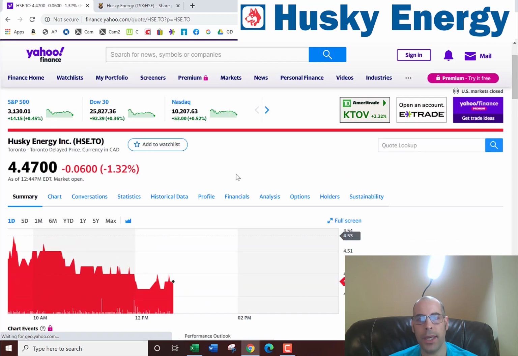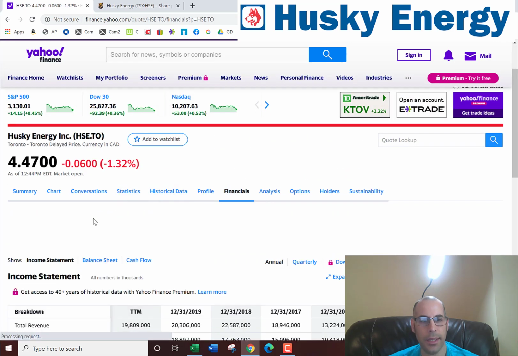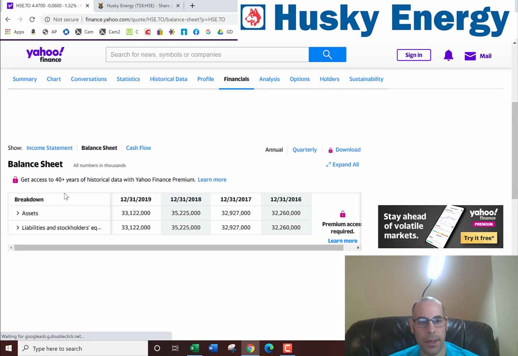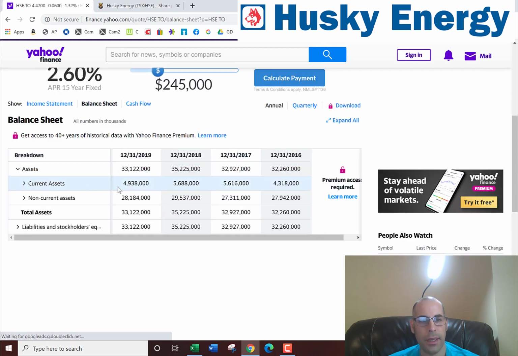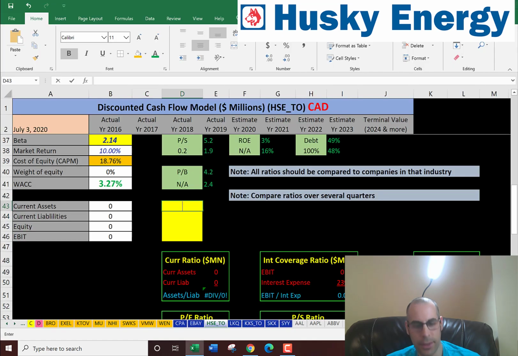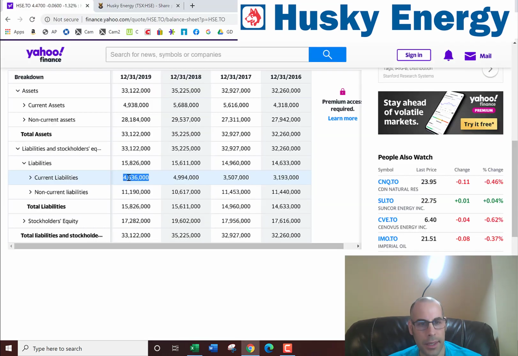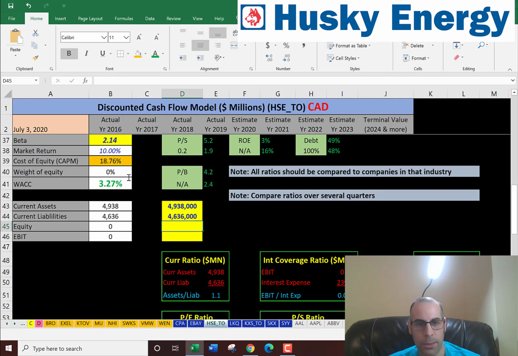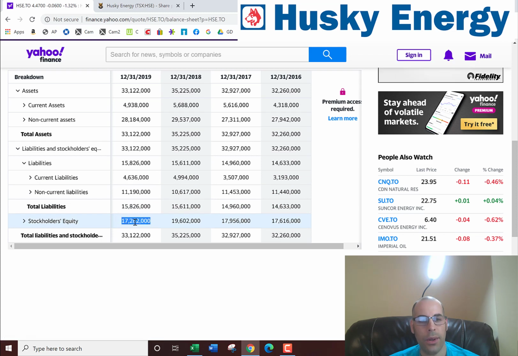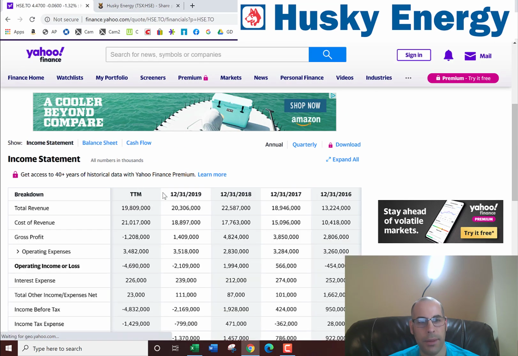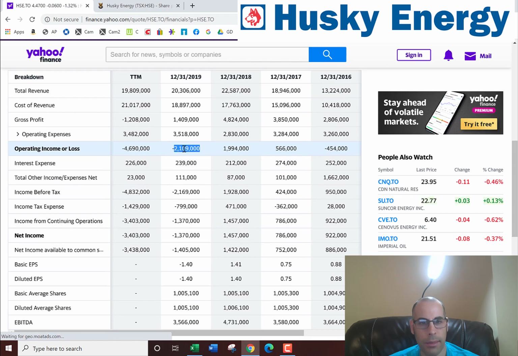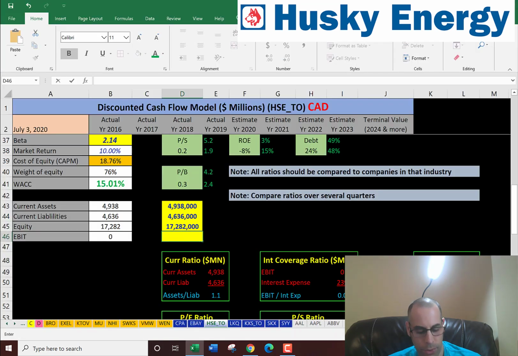Let's go back to the balance sheet, get some more information. Let's get their current assets. And these are assets that can be liquidated into cash within 12 months. And it mainly includes cash, accounts receivables, and inventory. Let's get their current liabilities. These are debts and payables that are due within 12 months. And that's $4.6 billion. And we'll get their total equity. That's assets minus liabilities. That's $17 billion. And we also need their EBIT. That's earnings before interest and taxes, or operating income. So in 2019, it looks like they had a negative operating income of $2.1 billion.